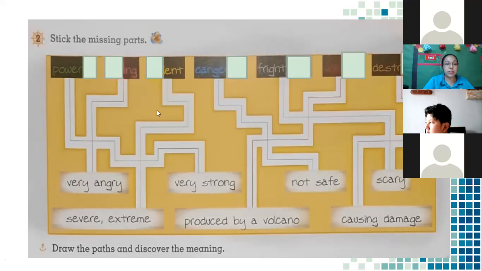The first one, what do you think is the adjective? Power? What do you think this one is? We say powerful. Powerful, exactly. Then the next adjective that we use is raging. It depends on the pronunciation. Then we have violent.